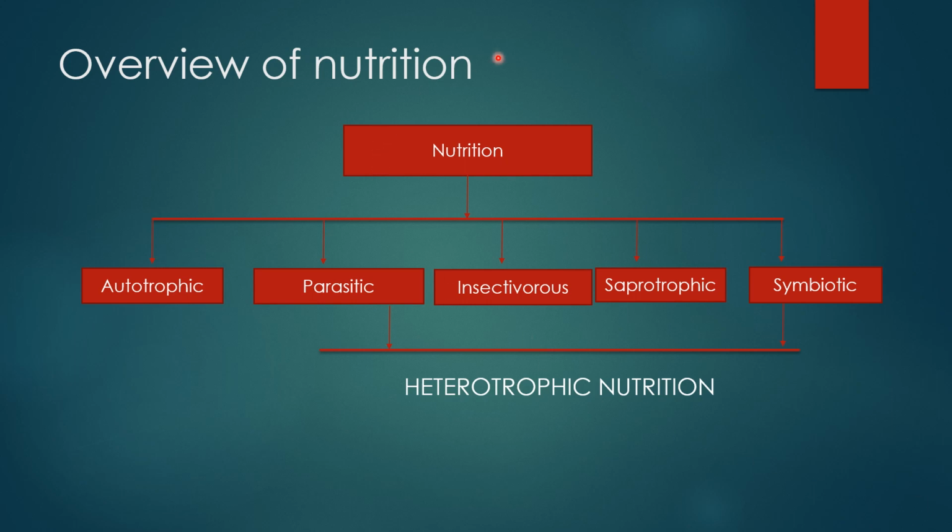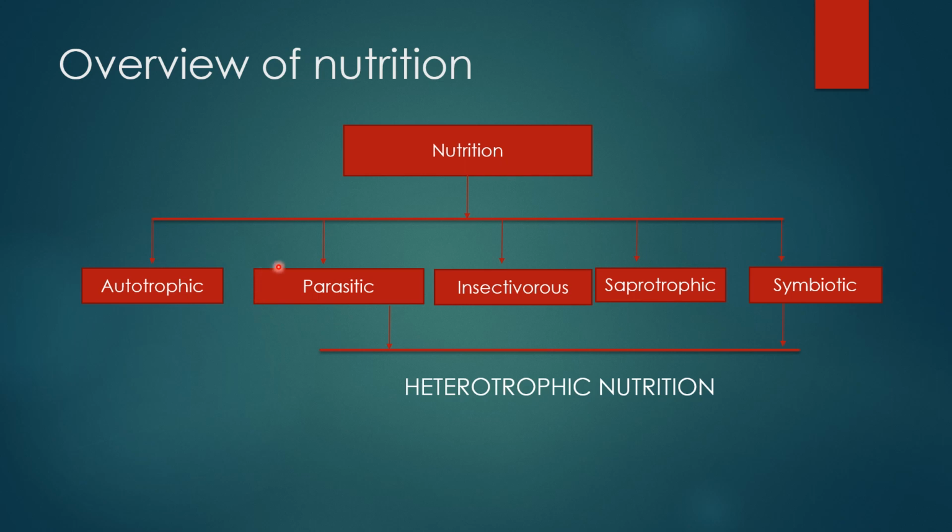Now see, we can divide the process of nutrition into several categories. The first one is autotrophy. In this particular case, the plant cell carries chlorophyll, which helps to capture sunlight, and in the presence of other raw materials, it produces its own food by the process of photosynthesis. So in this type of nutrition, the organism can produce its own food. Okay, and green plants are the example of this nutritional mode.